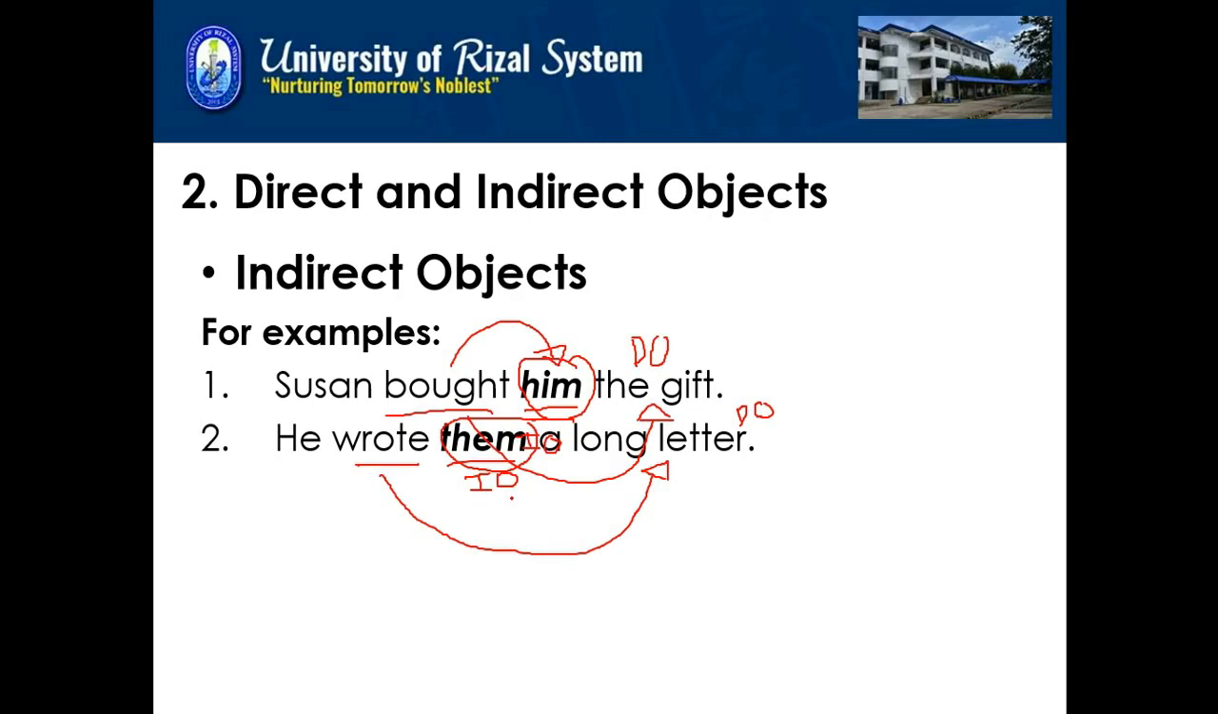Yung I is subjective, me is objective. Doon pa lang, you can get idea kung ano ba yung mga indirect object. Okay? So, commonly sila yung mga objective form of pronoun. Him, her, them, me, you. Okay?